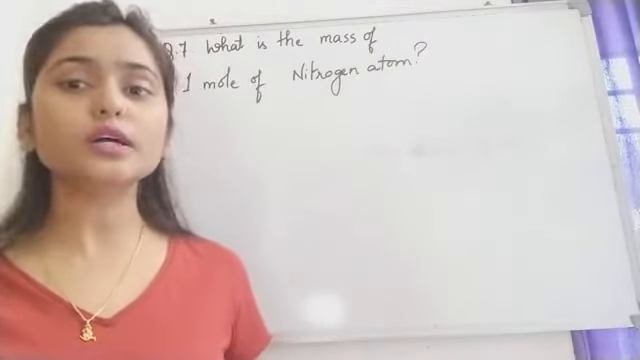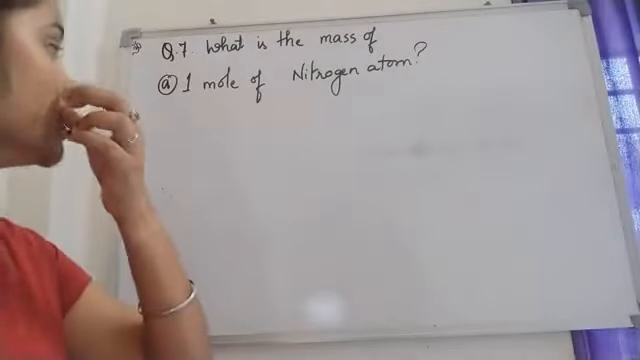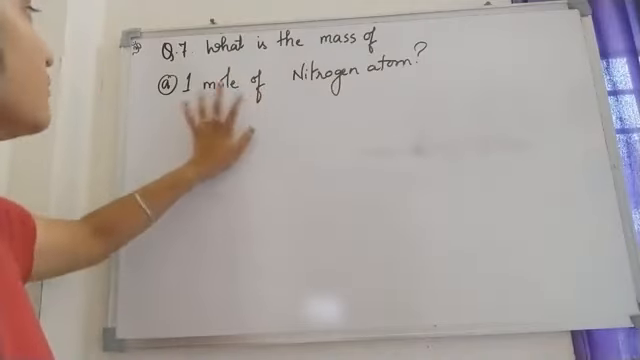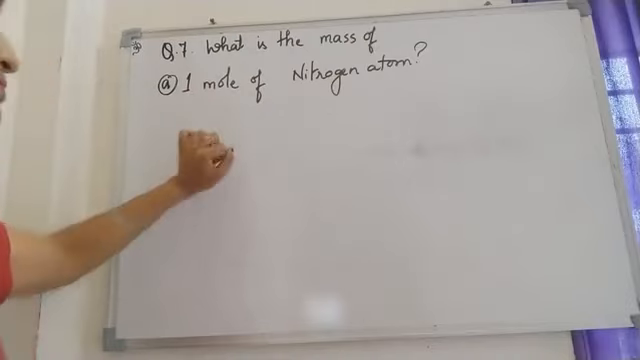So we'll do the continuation of the exercise questions of chapter 3. Over here we are with the 7th question. What is the 7th question? It is, what is the mass of, first one is, for 1 mole of nitrogen atom.